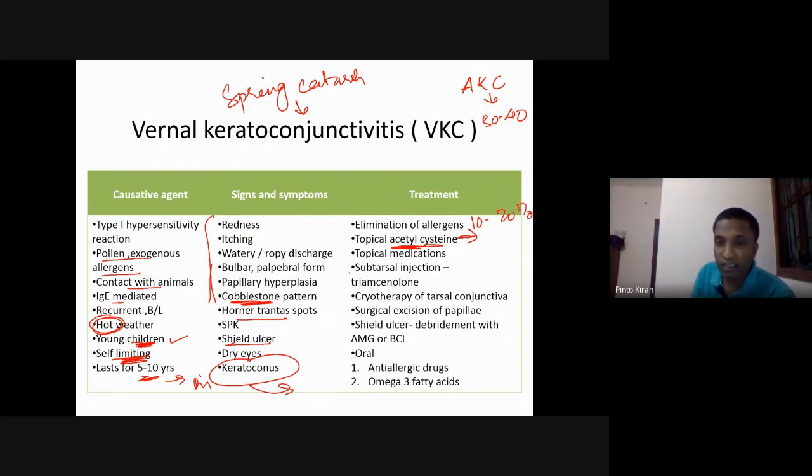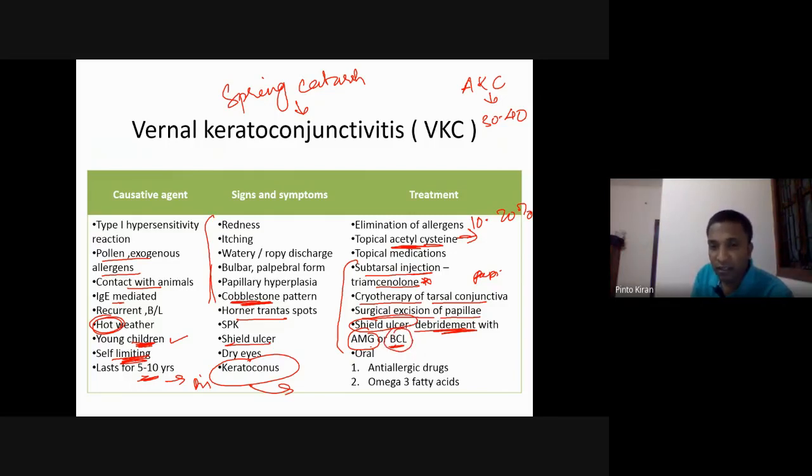Along with that, what are the other options you have? Surgical options like subtarsal injection of a steroid known as triamcinolone. Or you can do cryotherapy to destroy all the papillae. Then you can surgically excise all the papillae. Then how do you treat the shield ulcer? Debride the cornea, cover with the amniotic membrane graft or with the bandage contact lens.